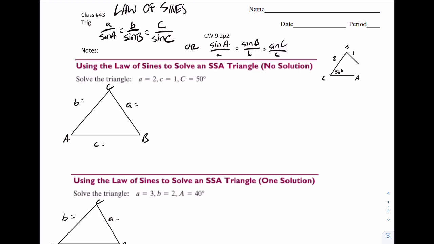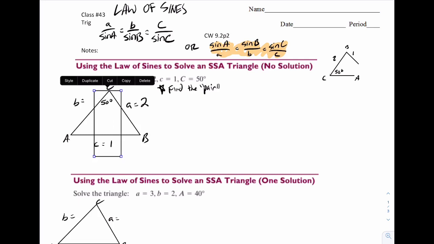And what we're going to focus on is this version of the law, because you're going to notice in all the examples today, we're only going to have one angle given. So if I fill this in, A is 2, C is 1, and this right here is 50 degrees. Now the first step for law of sines is always find the pair. So hopefully you remember that from our last lesson. And right now we can quickly see that the pair is right here. This is our 50 degrees and the 1.